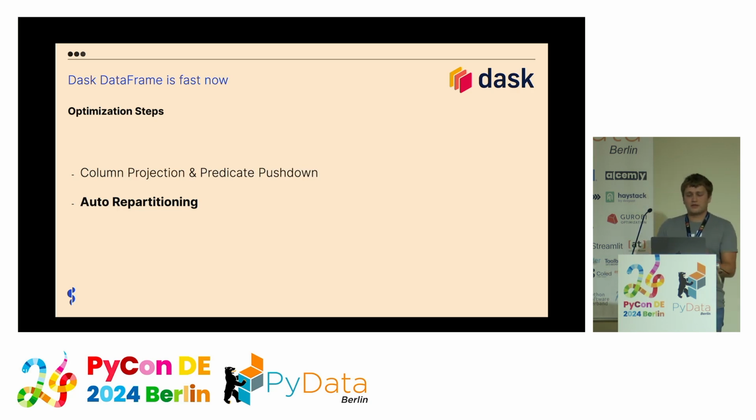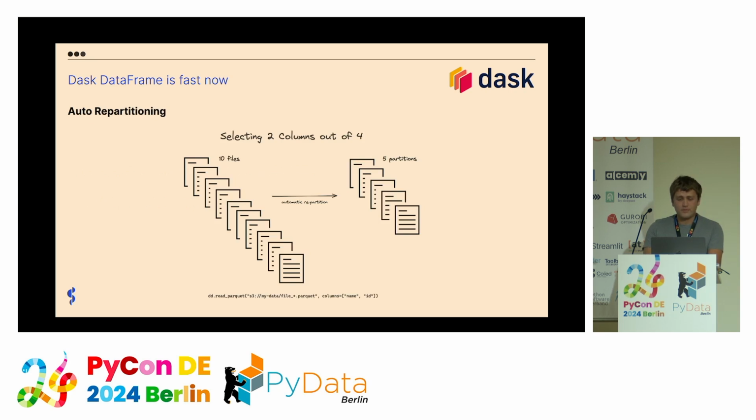Now we get a little bit more into techniques that users previously had to do manually and what the optimizer now takes over for them. And also some stuff that requires Dask internal knowledge, where the bottlenecks are and where it performs badly. One of the things is auto repartitioning.